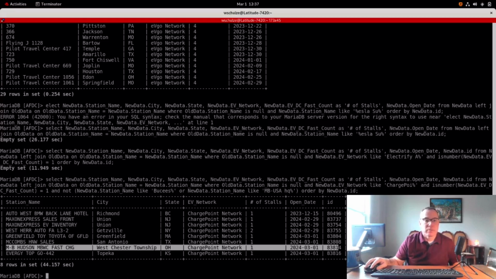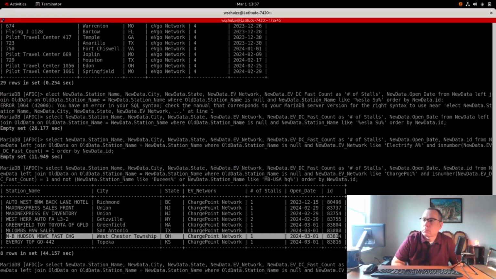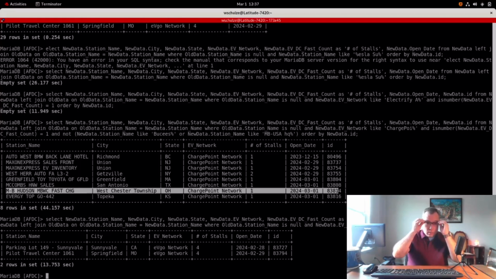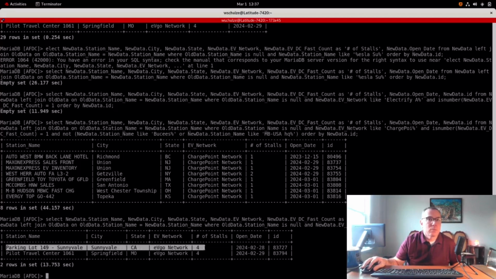That's pretty impressive. The last one is EVgo. Again, we're running against two tables using a string field in order to provide the join. So it takes a little bit longer. If you had a unique field that was a numeric, it churns much quicker. This is the Pilot Flying J that I mentioned in Springfield, Missouri that has opened. And something in Sunnyvale, California with 4 stalls opened up on the 28th.